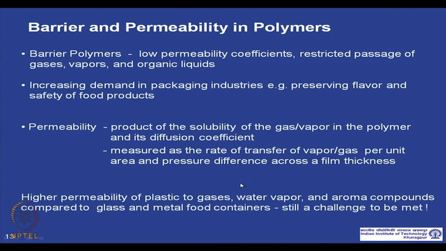However, plastics are still not as good as barrier materials like glass and metals. So, there is still a necessity of making plastic materials which can be as effective as glass and metal for barrier applications. We just said that the barrier or permeability properties of a polymer depend upon the diffusivity of the gas concerned, and of course, the solubility of that gas in the particular polymer.